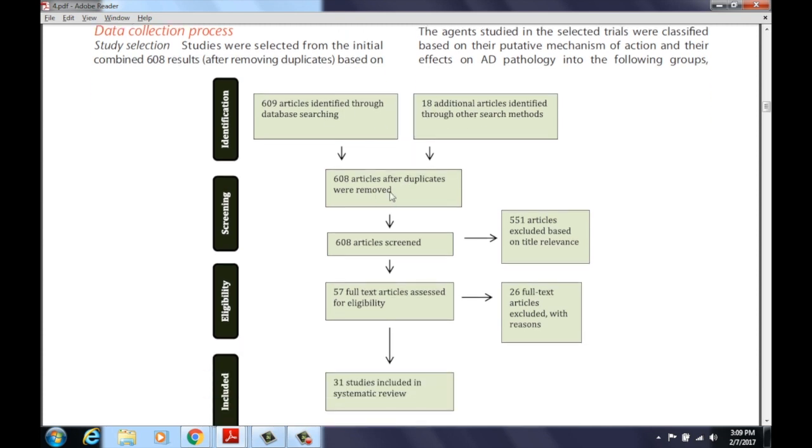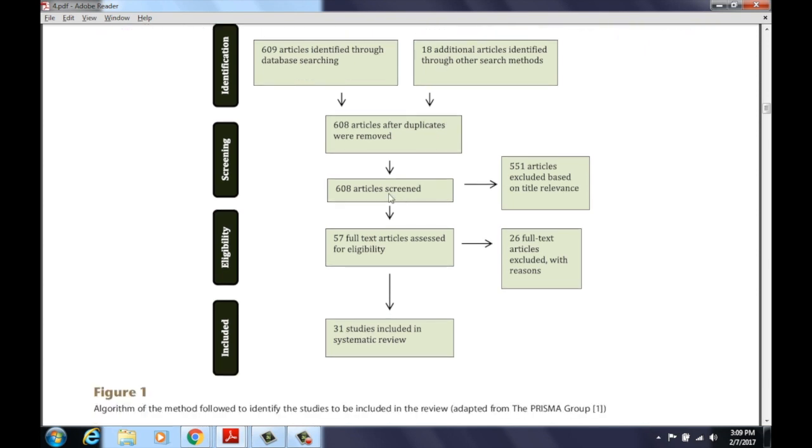From there, they removed any duplicates, say if there were duplicate articles in the 609 articles and the 18. From here, 608 articles were screened. 551 were excluded based on title relevance. They went through the titles of the articles and excluded 551 based on their criteria. That left them with 57 articles.